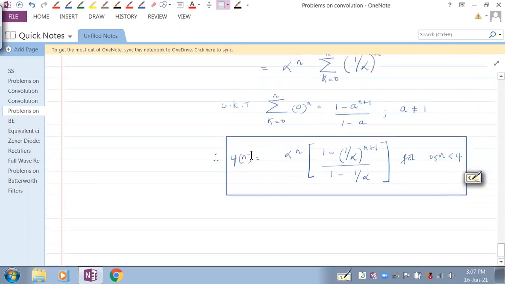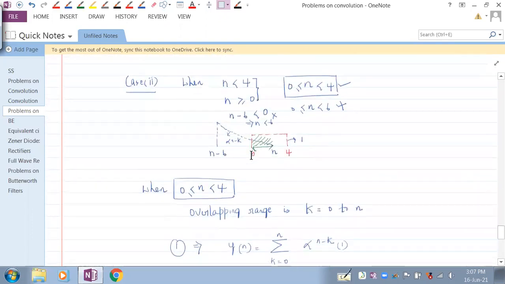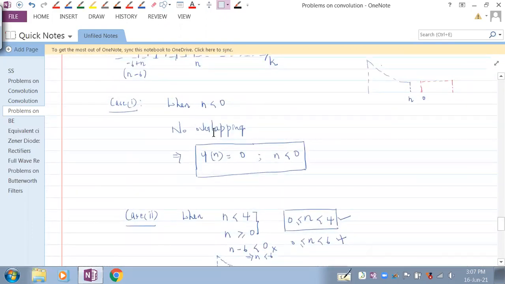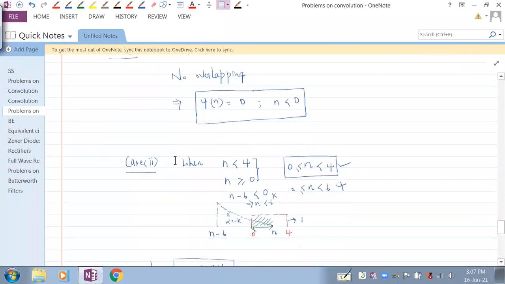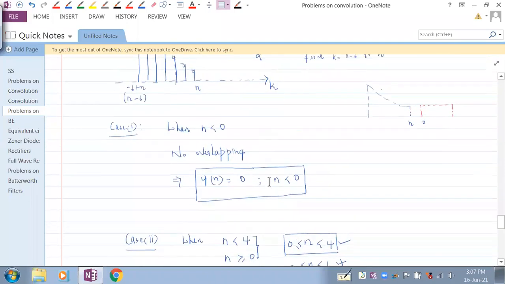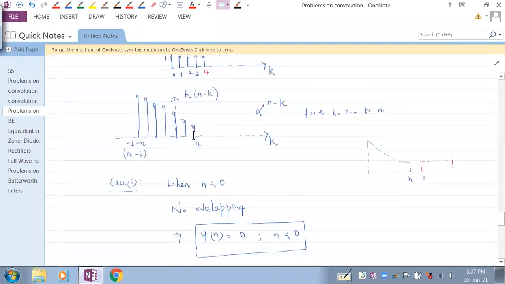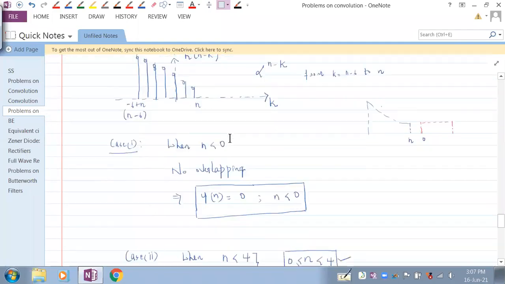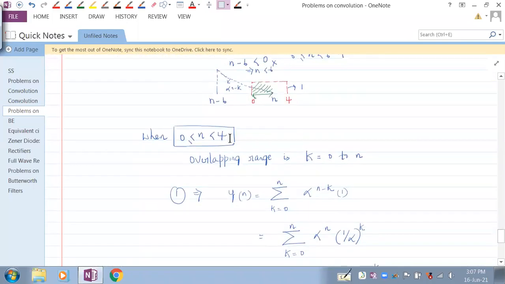Fine. Now let's go to case 2. The first case is the no overlapping case. The second case is the overlapping case wherein this signal moves, okay, and this n comes and stands in between this signal. That means n can take a value greater than or equal to 0 or less than 4. Now what I'll do, now I'll take this particular case. See what I do now.